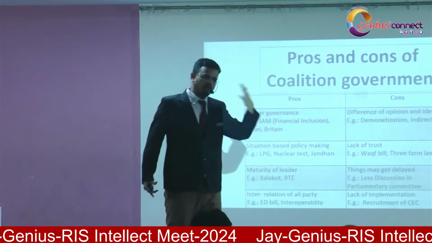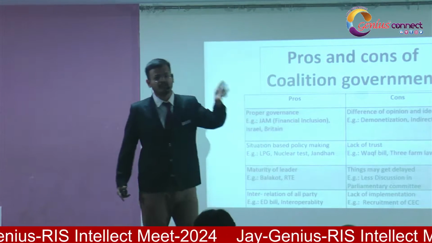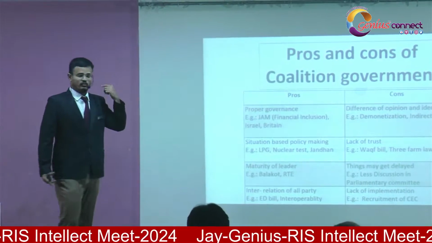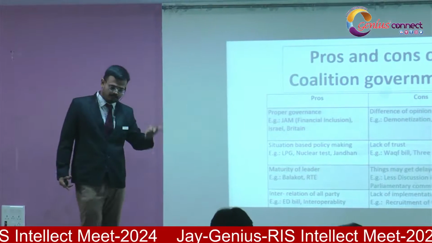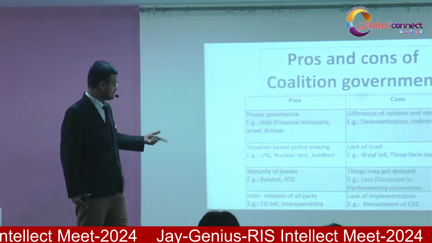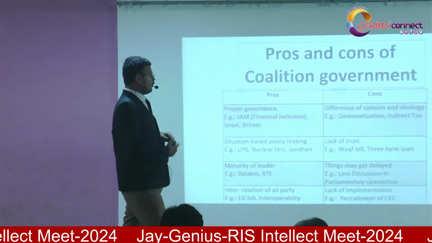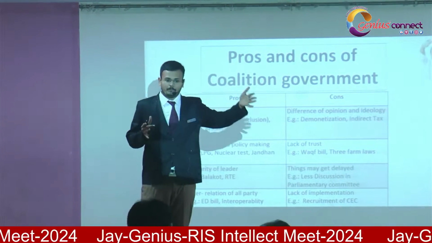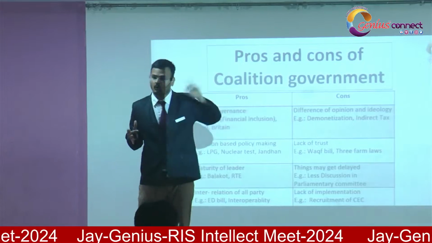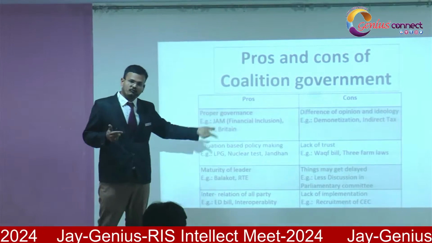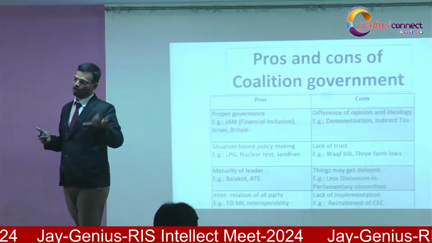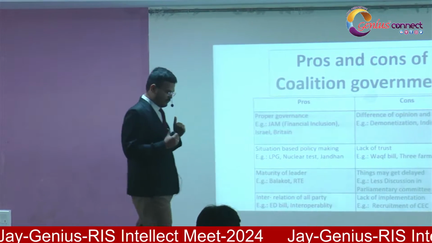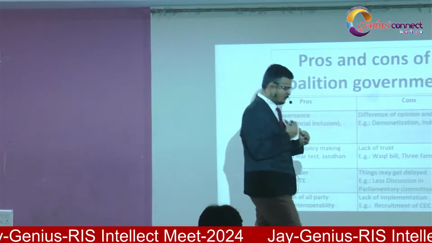Though it was a coalition government, the coalition government also helped the ruling government to decide things. In 1996, Atal Bihari Vajpayee did the nuclear test. Jan Dhan is an example. What is lack of trust? When a coalition government does not have trust with the party with which it has allied, as we know, the Waqf bill and the 3 farm laws bills were not passed in the parliament. When the leader is mature enough, they can decide whatever is needed, right?